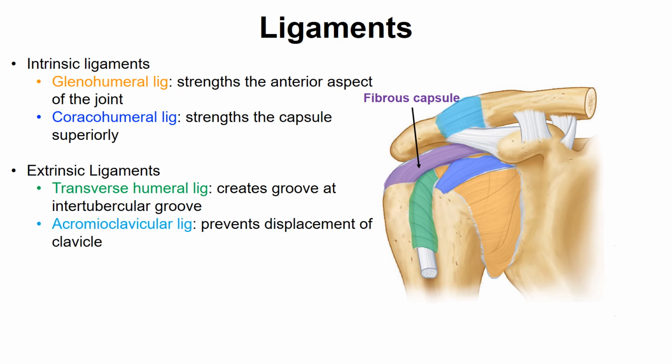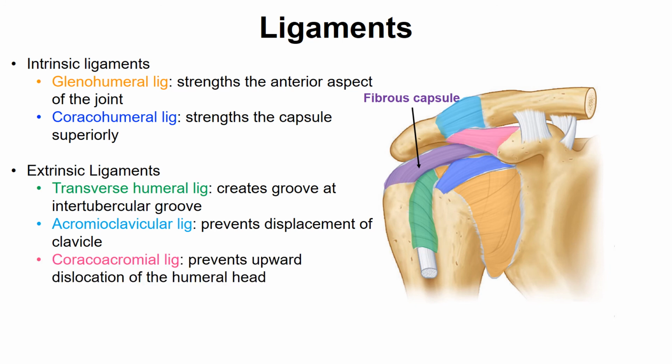Next, we have the acromioclavicular ligament. This is attaching the acromion to the clavicle. This is important for superior displacement of the clavicle. So basically, when we move, it keeps the clavicle, because it's kind of floating between our appendicular and our axial skeleton, in line at the shoulder region.